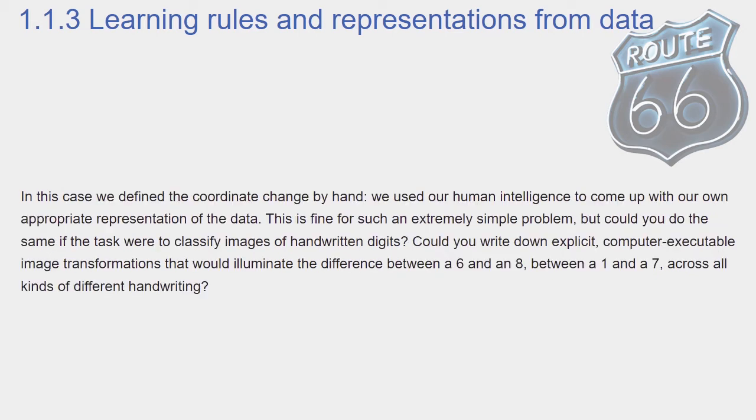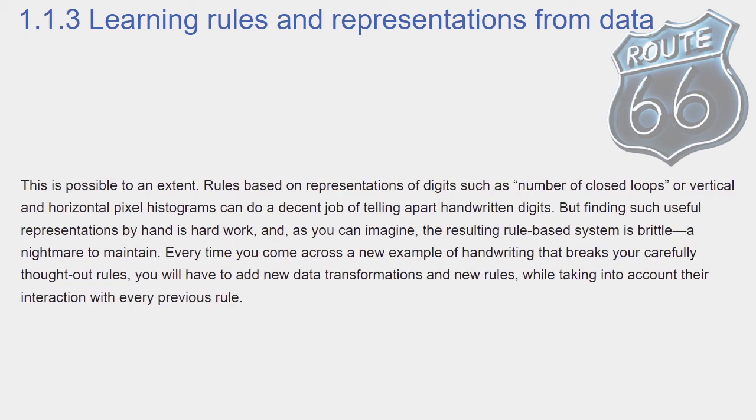In this case, we defined the coordinate change by hand. We used our human intelligence to come up with our own appropriate representation of the data. This is fine for such an extremely simple problem. But could you do the same if the task were to classify images of handwritten digits? Could you write down explicit, computer-executable image transformations that would illuminate the difference between a 6 and an 8, between a 1 and a 7, across all kinds of different handwriting?